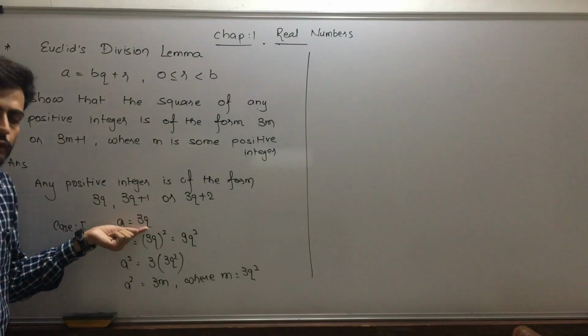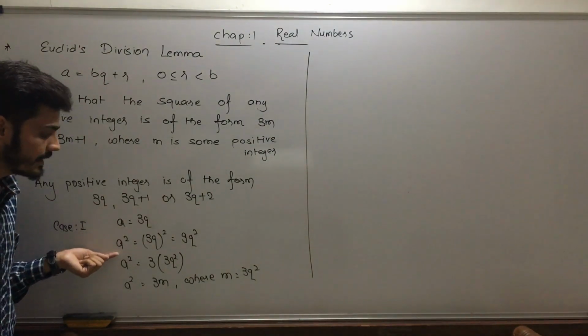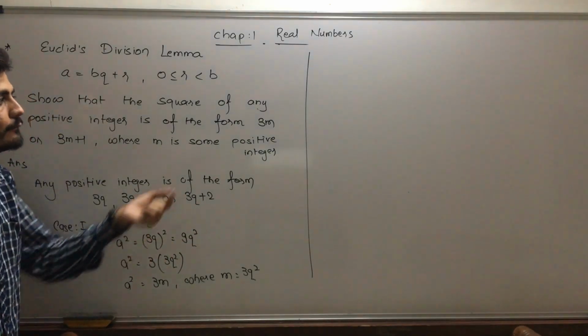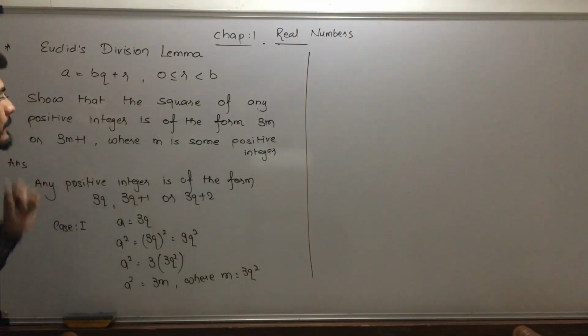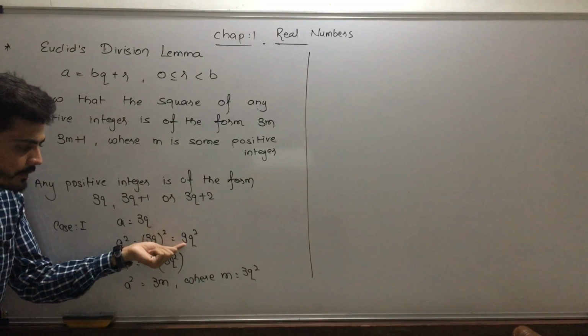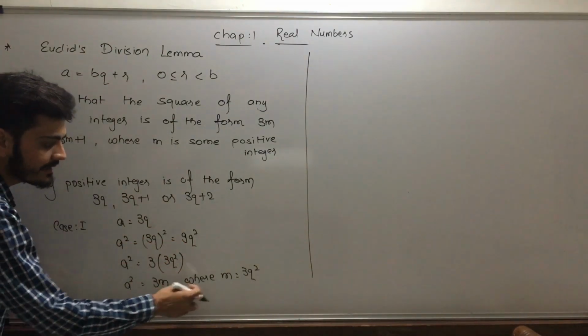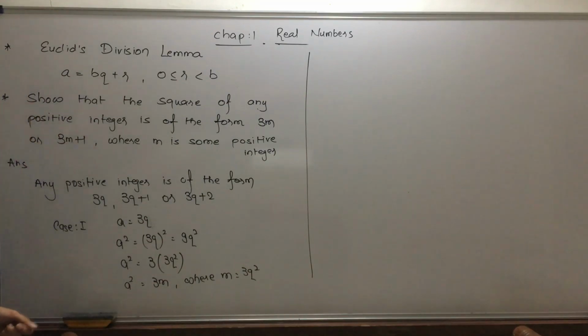So a is equal to 3q, that is the first case. Squaring on both the sides, 3q the whole square, 9q square, but we want to show it in the form of 3m or 3m plus 1. So 3 common from the 9, then remaining 3q square. This 3q square taken as m, so it is now in the form of 3m. Let's move to the next case.